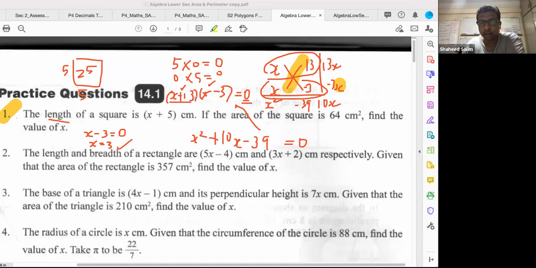Then we must try the other one. x plus 13 could also be 0. So we write x plus 13 equals 0. We bring the 13 to that side. It becomes minus 13. This one is not acceptable. Why? How can the length be a minus number? Minus 13 plus 5 cannot, you get a minus number. So 3 is acceptable.